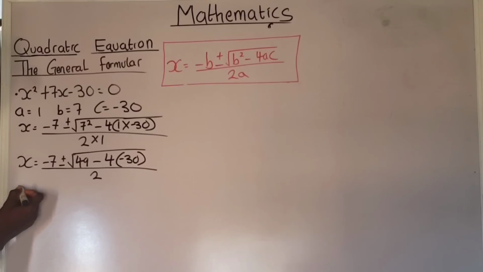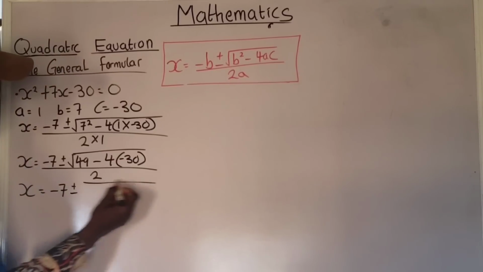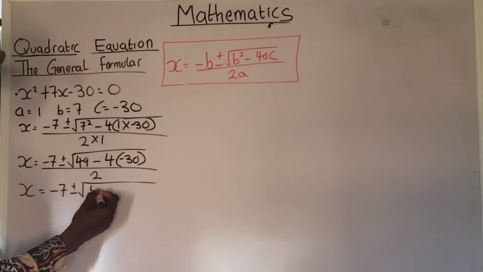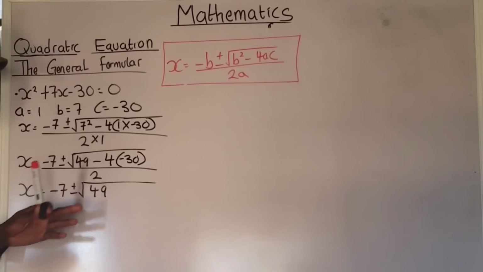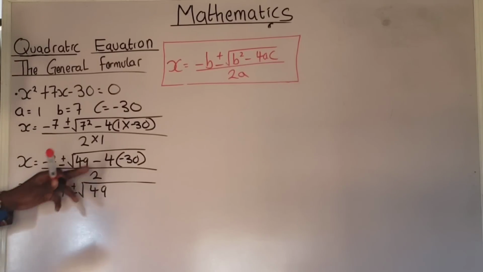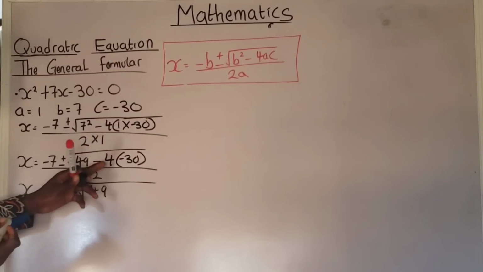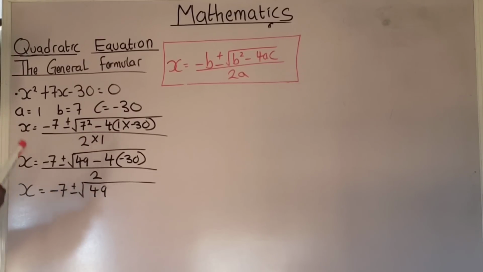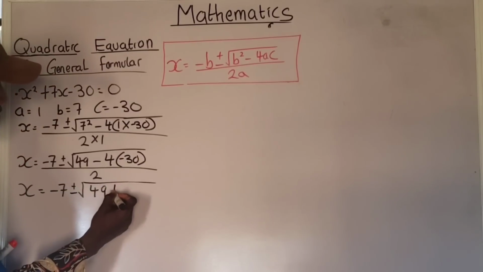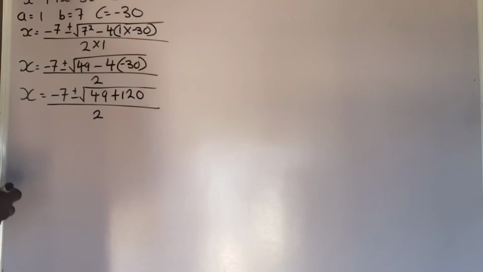Okay, let's proceed. Here I'm going to have x equals negative 7 plus or minus square root of 49, please kindly pay attention, negative 4 multiplied by negative 30, what will be the answer? That will be positive 120, you understand, because negative will multiply negative and that will change to positive. So 4 multiplied by 30, that will be what? 120. So here I'm going to have plus 120 all over 2. Do you understand? Let us proceed.